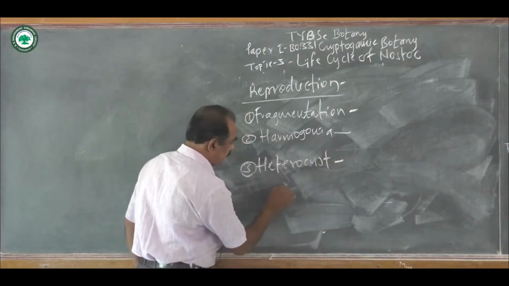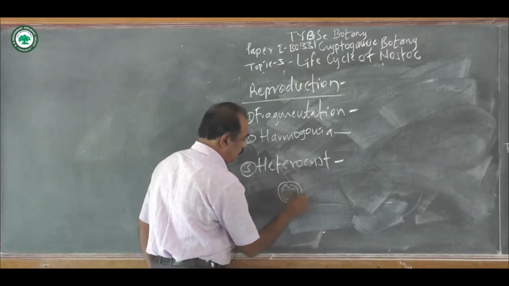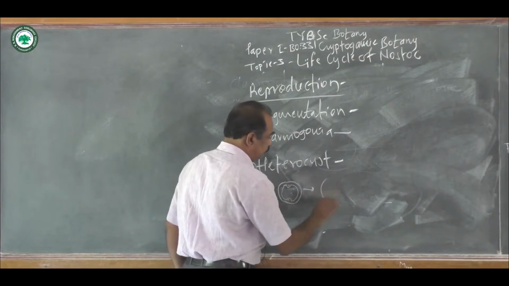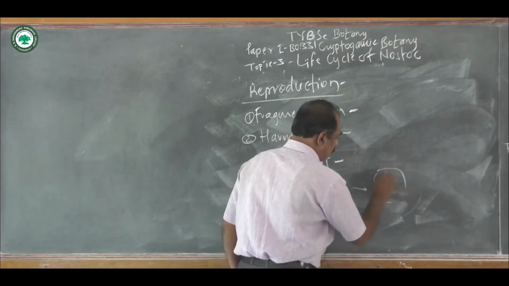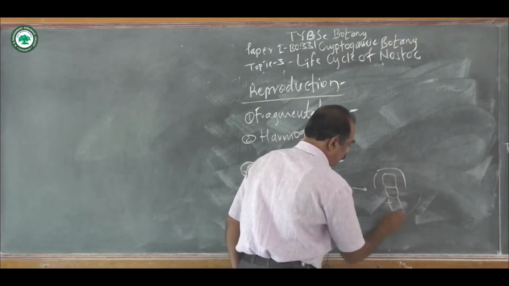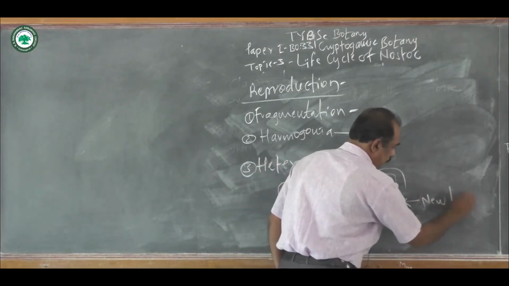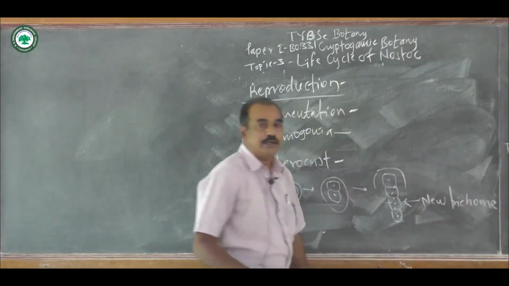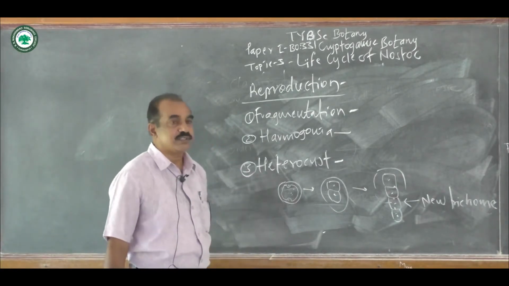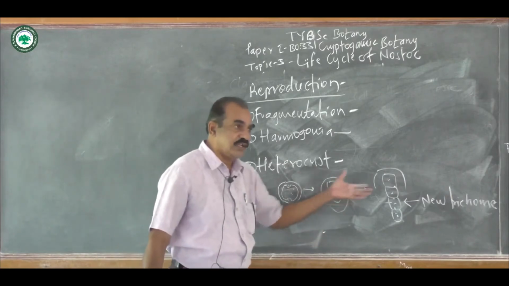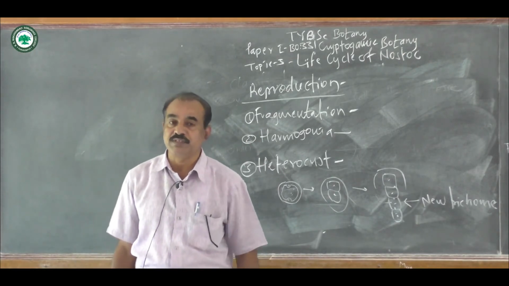Now heterocyst. Heterocyst is also important in the process of reproduction, in the process of vegetative reproduction. Now this heterocyst simply divides into 2 cells, and these 2 cells again divide and redivide to give a new trichome. In this way, only vegetative type of reproduction is seen in Nostoc.